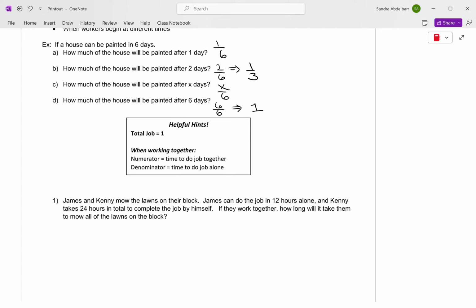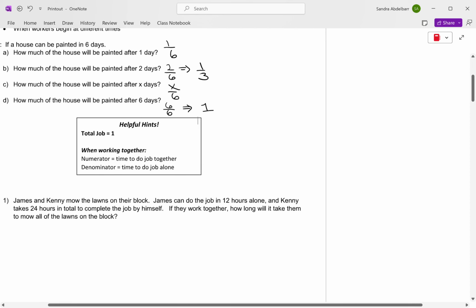Okay, so a little hint for you, and you'll understand once we start doing this. When people are working together, let's always let the numerator be the time they do the job together, and the denominator will be the time they do the job alone. For example, you guys don't have to write this down. I'm just showing you because this isn't going to be the process.